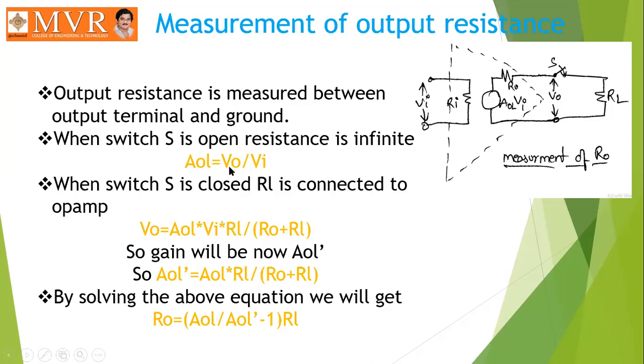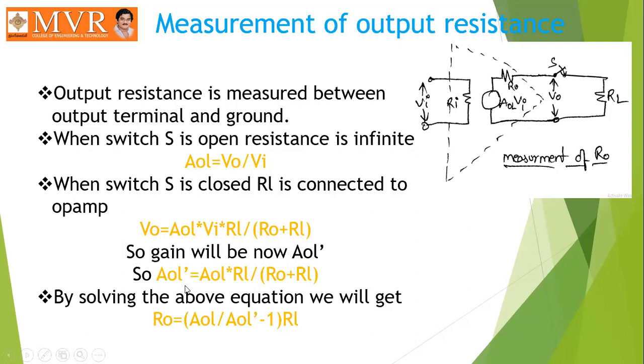For measuring AOL, we are opening the switch, and then we are going to measure the output voltage with the help of a multimeter, and the input voltage we apply is known in magnitude. By measuring those two we can find the value of AOL. Then by connecting this RL, that means we close the switch S, and then we calculate the V naught. Then AOL dash can be calculated.